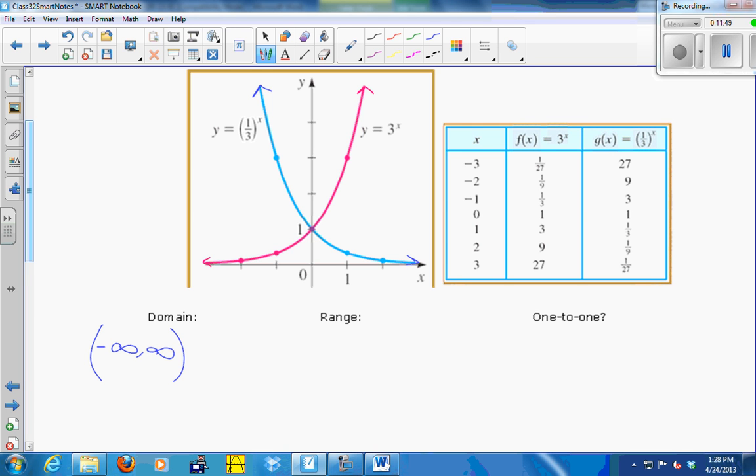Zero to infinity. It doesn't go below the x-axis. So my range is 0 to infinity. Do I include 0? No, because we talked just a minute ago about how there's no value I can raise 2 to, or any number 2, that will give me 0. So I have an asymptote at 0. Don't include it. The blue graph, is it 1-to-1?